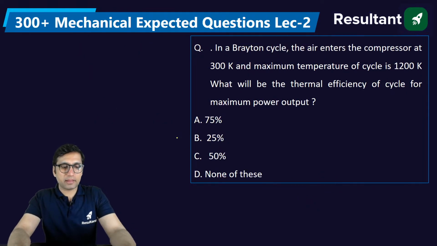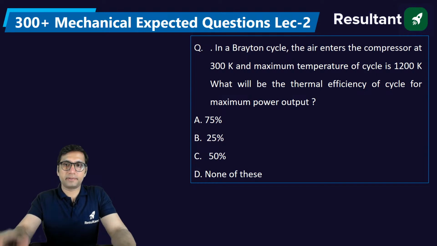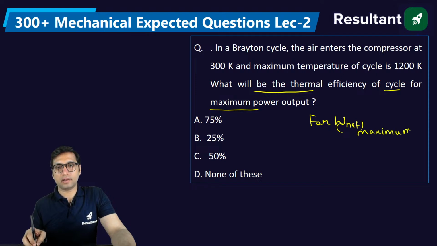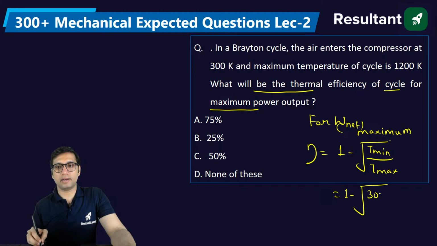Next question. In a Brayton cycle, the air enters the compressor at 300 Kelvin and the maximum temperature of the cycle is 1200 Kelvin. What will be the thermal efficiency of the cycle for maximum work output? For maximum work output in the Brayton cycle, the efficiency will be 1 minus square root of minimum temperature by maximum temperature. This is the formula, so just put the values. 1 minus square root of minimum temperature 300 by maximum temperature 1200. If you solve this, you will get 50% as the answer.